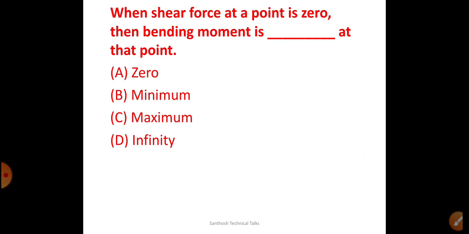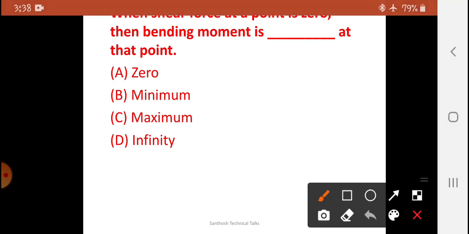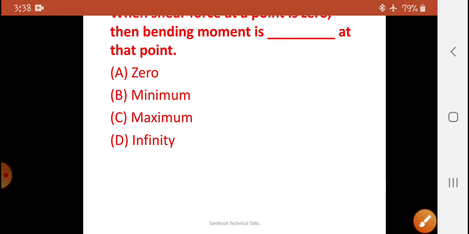And next, when the shear force at a point is 0, then the bending moment will be maximum. But there is no reverse case. If the bending moment is 0, there is no relationship that the shear force should be maximum. Maybe the shear force is minimum or not equal to 0 or any case, but in this condition, if the shear force is 0, the bending moment at the point is maximum.